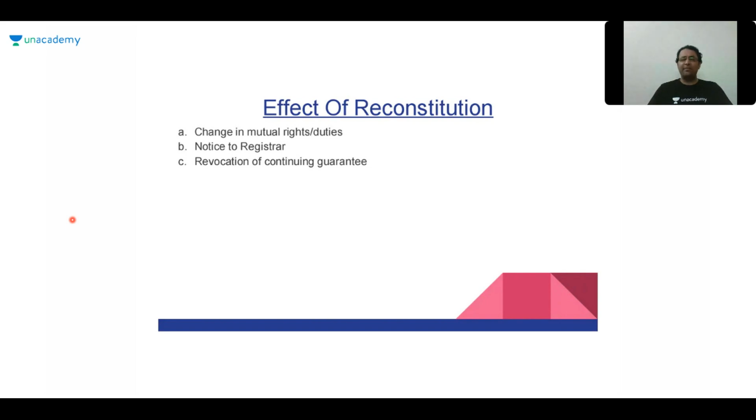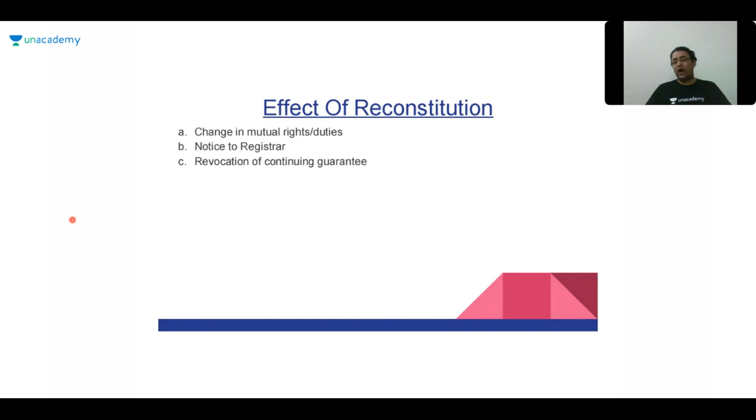Reconstitution has happened. Now there has been an admission, or a retirement, or a death, or a partner who's expelled, or a partner who was declared insolvent by a competent court. What happens then? Then there is a change in mutual rights and duties. So please remember, when a new partner is added or a partner is driven out of the partnership firm, there is a change or a shuffle in the mutual rights and duties of those partners.